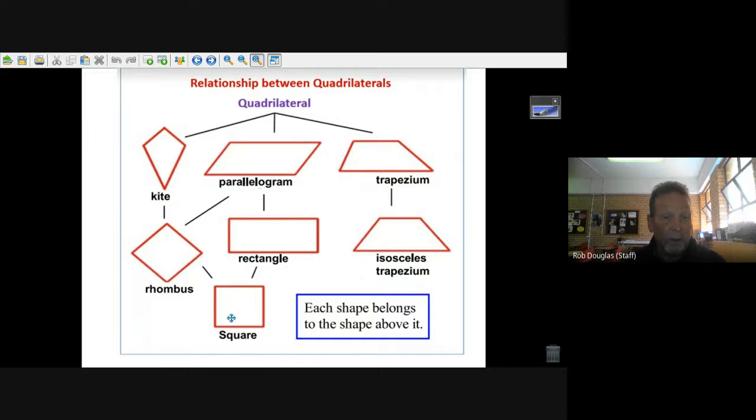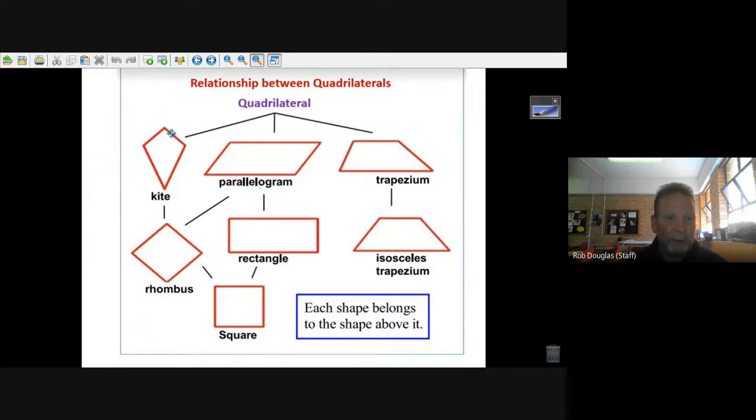And down here, you might think it's kind of funny. You'd say, is a square a rectangle? Well, it really is, and it's really a parallelogram. But a square is a special type of parallelogram and rectangle where all the sides are equal and all the angles are equal. They're 90 degrees and they're all equal. Now, if all the sides are equal, but the angles can be all sorts of different things, then that's called a rhombus.